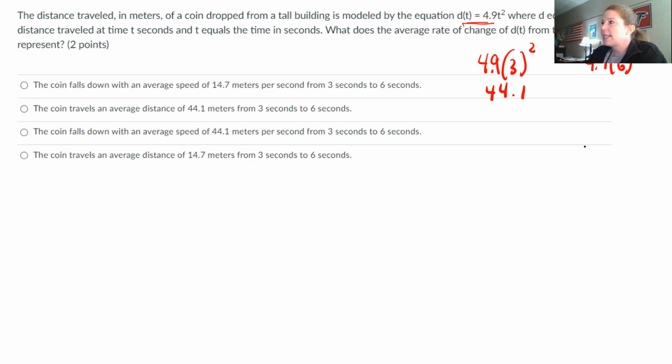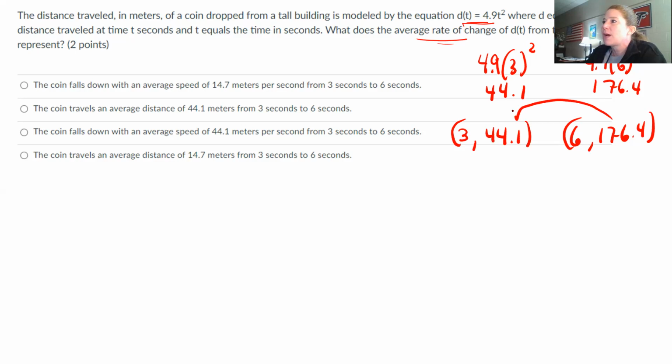And we get 176.4. So when it asks you for the average rate of change, we have to use y2 minus y1 over x2 minus x1. So when x is 3, y is 44.1, and when x is 6, y is 176.4. So now we're going to do y2 minus y1 and x2 minus x1.